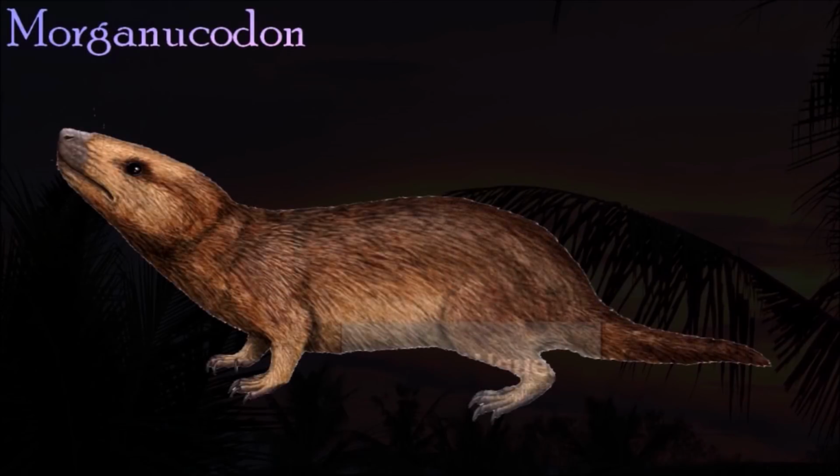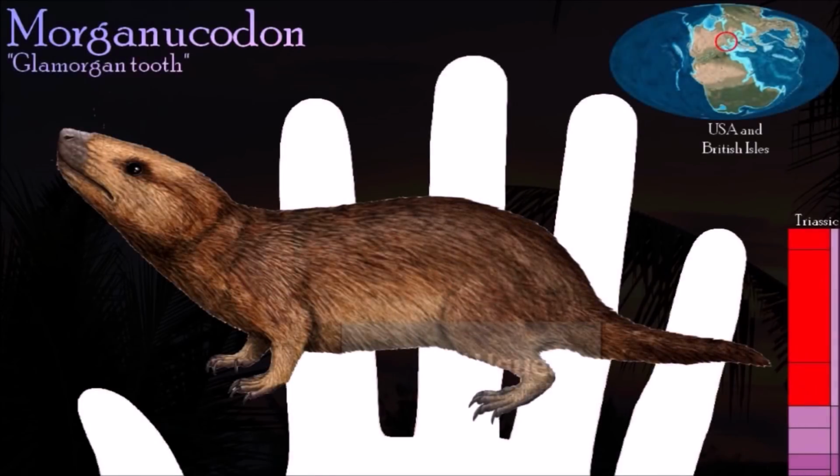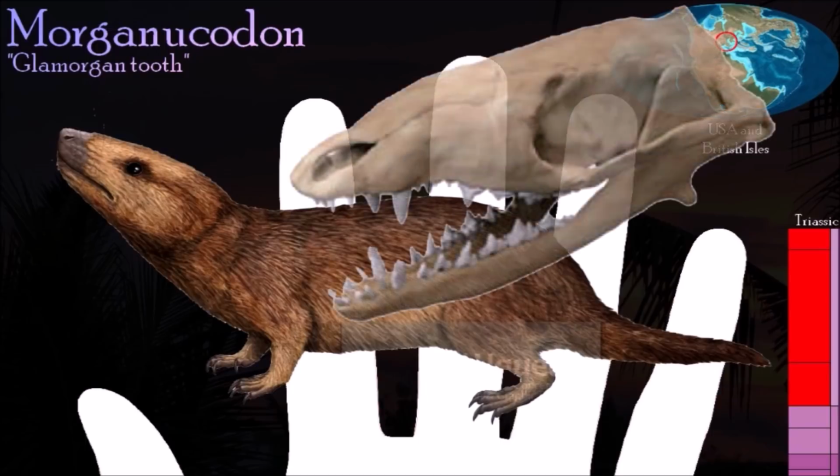Morganucodon, one of the earliest true mammals, was described in 1949 from thousands of teeth, jaws, and fragments of bone from a South Wales quarry. A small, shrew-sized insect eater, it was probably nocturnal and had a good sense of smell.